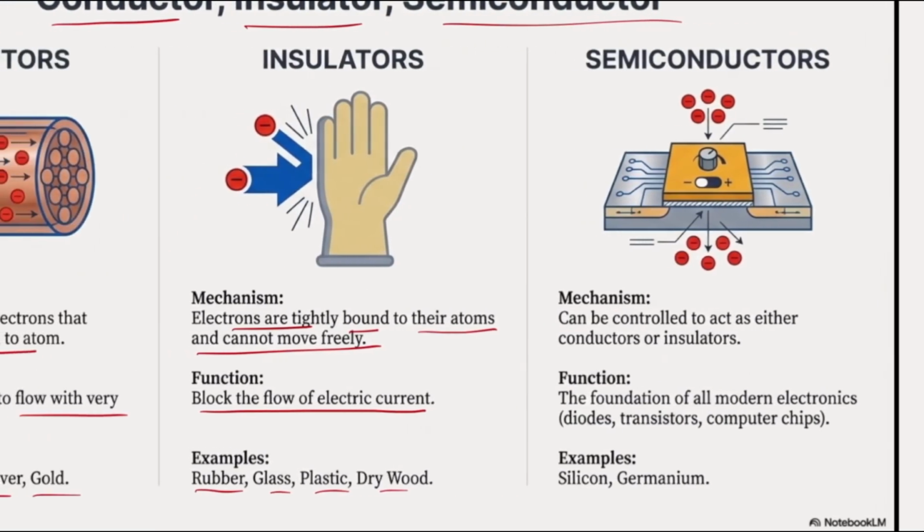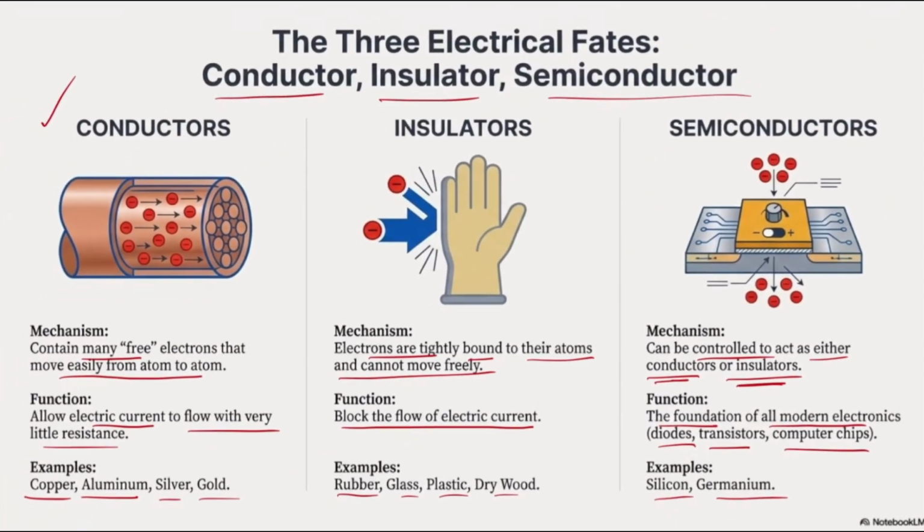On the other hand, we have semiconductors. They can be controlled to act either as a conductor or an insulator. It's just like a switch, right? When you turn on the switch, this guy is going to be a conductor. It's going to pass everything you have. And when the switch is off, it acts as an insulator and nothing can move. Nothing shall pass. The foundation of all modern electronics, diodes, transistors, computers, everything, is based on semiconductors. Silicon, germanium, I will talk about them in detail, but you have heard about that.